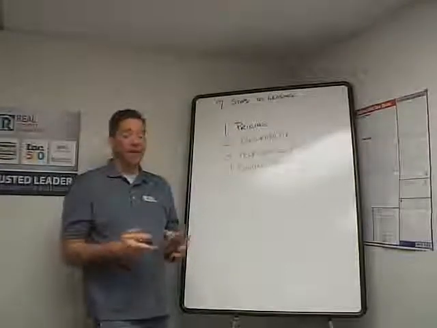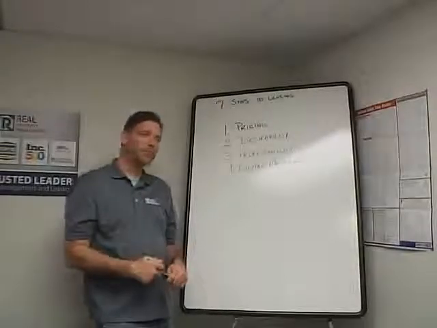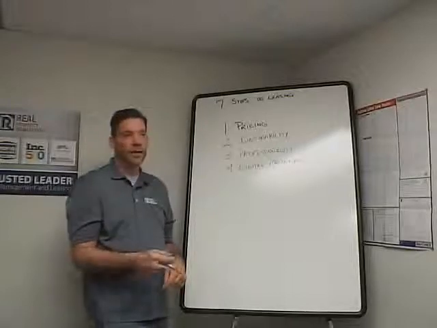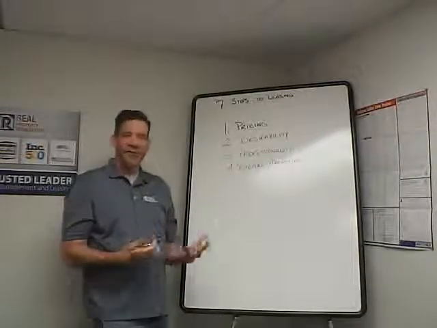So the first thing is to be able to write a compelling marketing ad. I can't tell you how many times I see: 3-bedroom, 1.5 bath, 1,100 square feet, $900 a month, no pets. Call me. That's not very appealing.